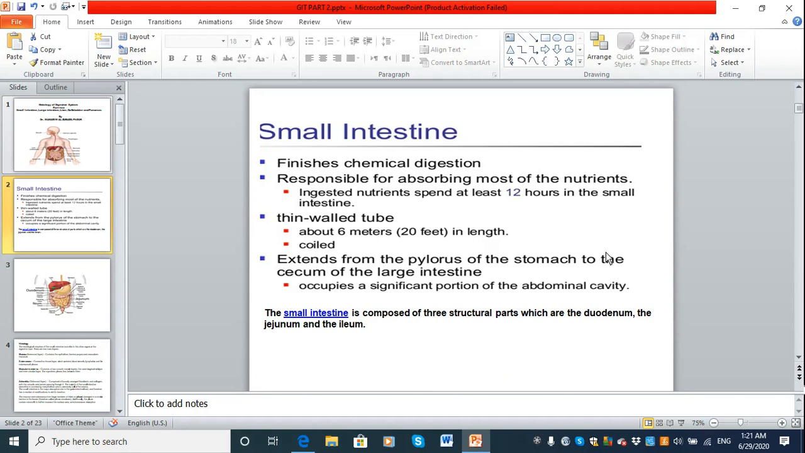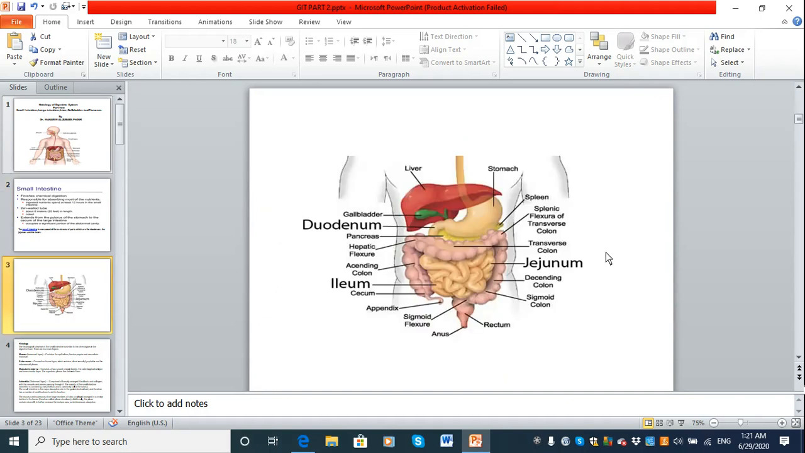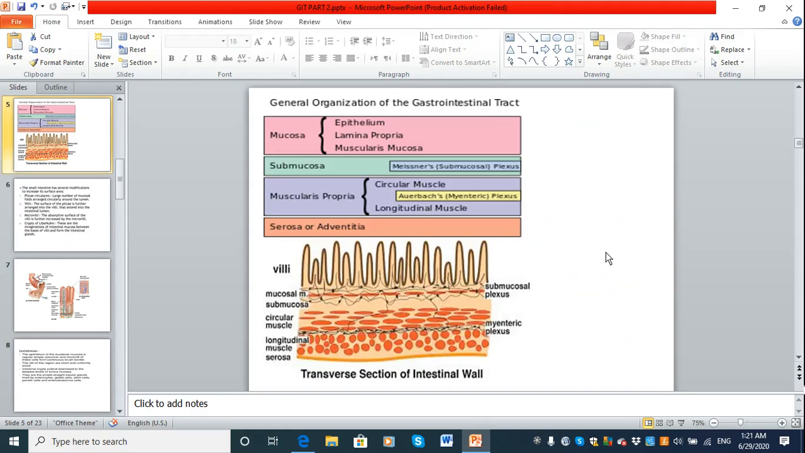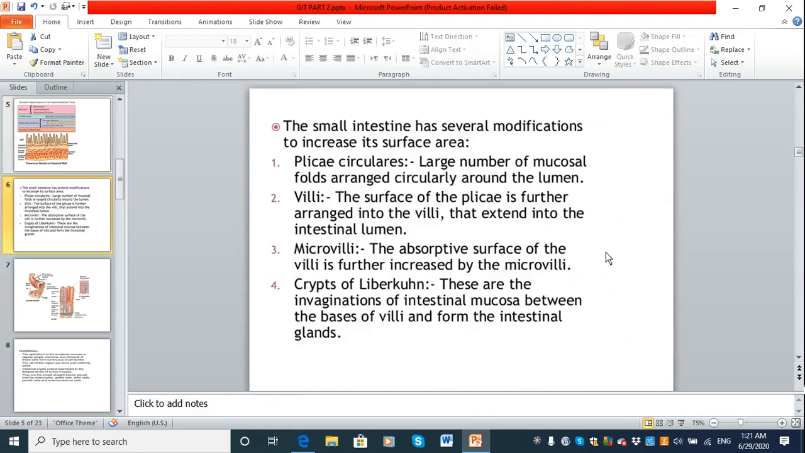For the small intestine, you need to have an introduction. So the first slide is the introduction, and any cartoon diagram is just to see, to have knowledge, not to draw at all. For histology, these four layers are the same for all of them, so it depends on this slide. This is just for knowledge.